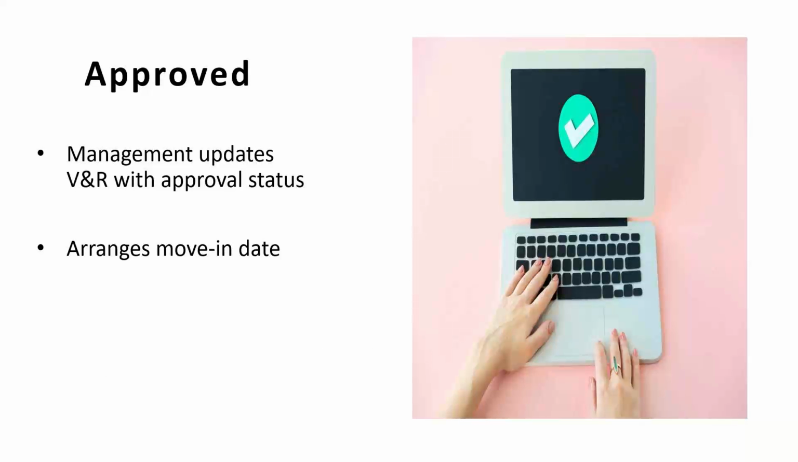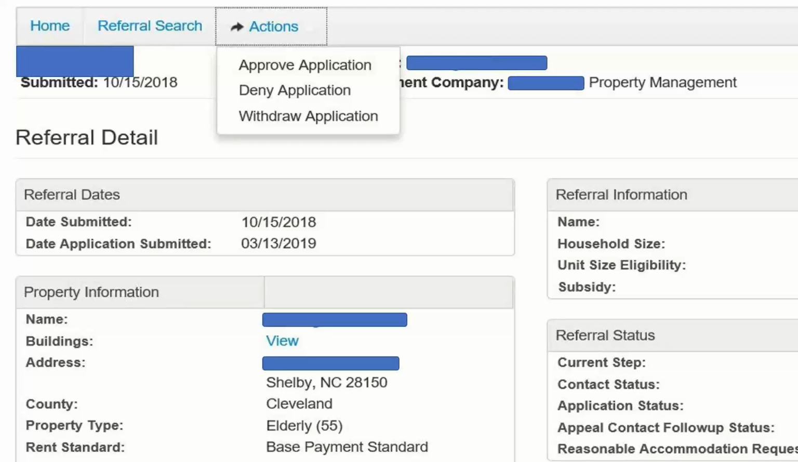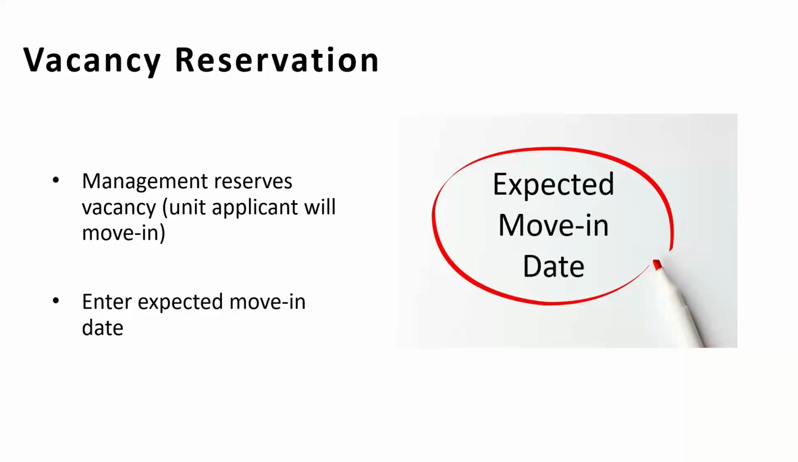You have received an application and you're ready to approve it because you've got all the information and they meet your tenant selection criteria. So you're going to update Vacancy and Referral with the approval status and you're going to arrange a move-in date. Under the Actions tab, you will select Approve Application, and you're also going to have to reserve a vacancy. That is essentially putting in the system what unit you anticipate that household to move into, and also letting the system know exactly when you're expecting them to move in.